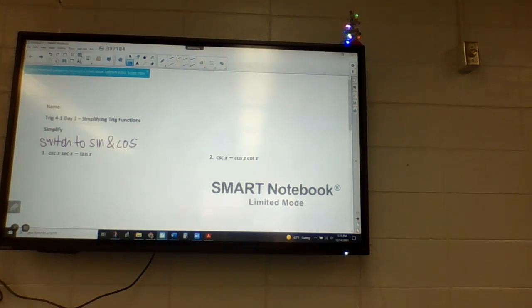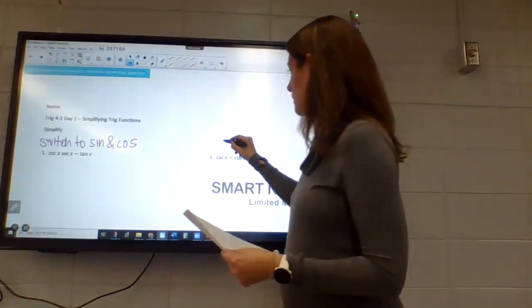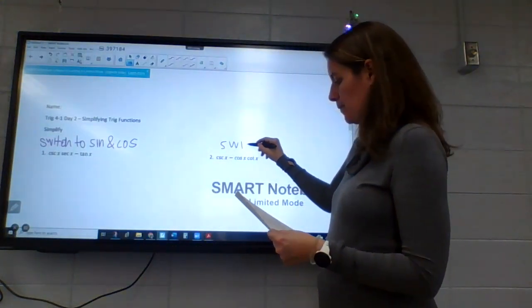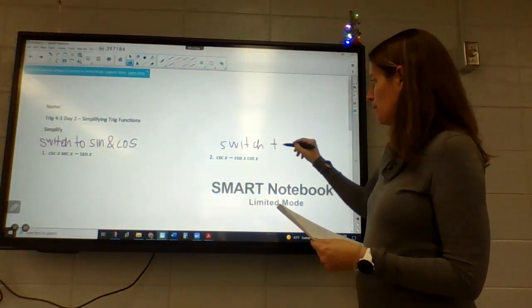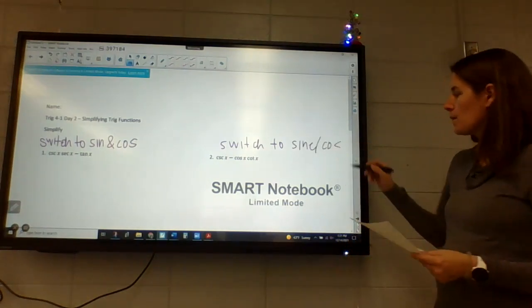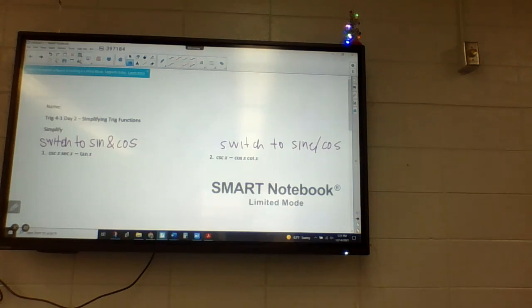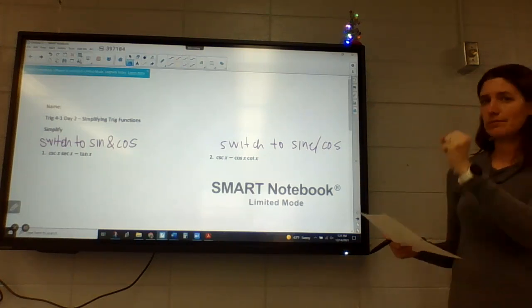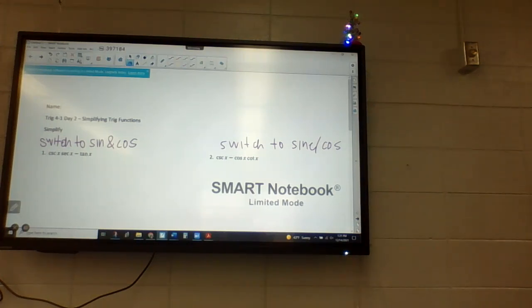Alright, so the first one I would suggest switching to sine and cosine. And same thing here. Both of these work out to be really nice single trig functions at the end. So these work out to be nice, like a very simplified answer for that.